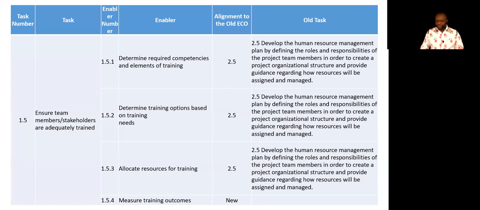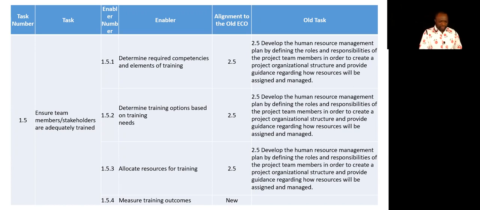Allocate resources for training, resources being money, time, effort, whatever those resources are, we need to allocate them. Training just doesn't happen. When we think about training, you've got to think about in-person training, virtual training, on the job training. There are many vehicles. And then you want to measure the training outcomes.